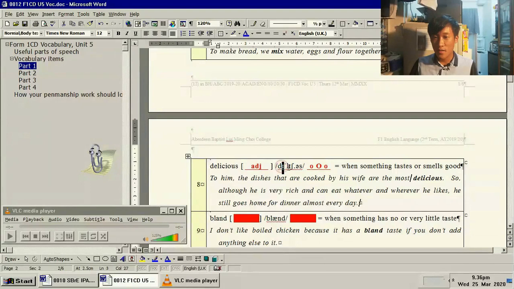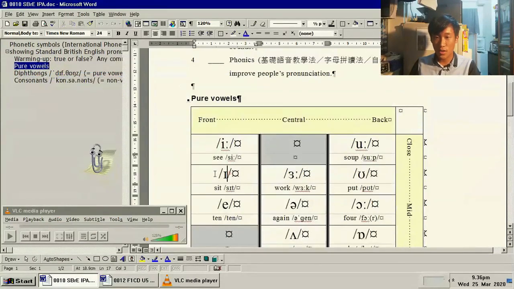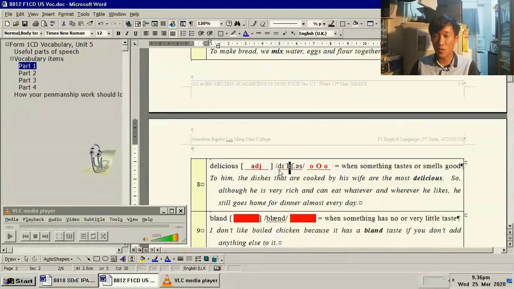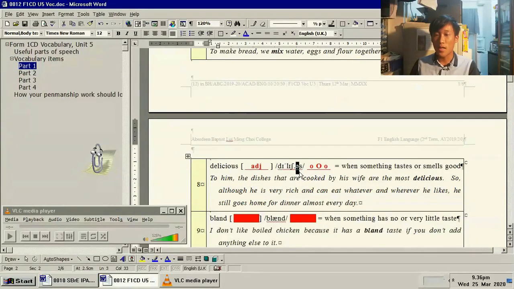Okay, in syllables 1 and 2 we have the same vowel. This one is the e sound, short e, not the long e. If you use the long e, it's wrong. So it's "deli", not "delee". And the third syllable, look at the vowel first, is the sound in the first part of "again", this sound, schwa.